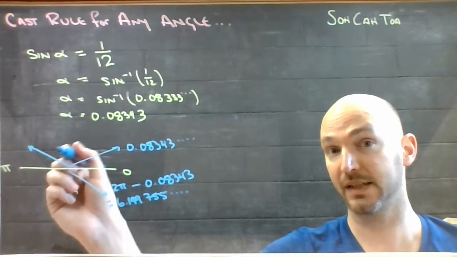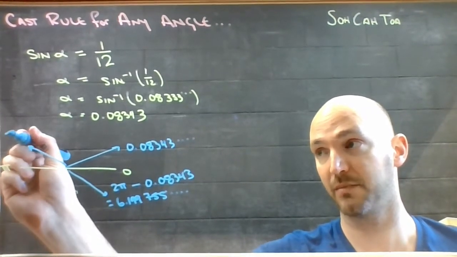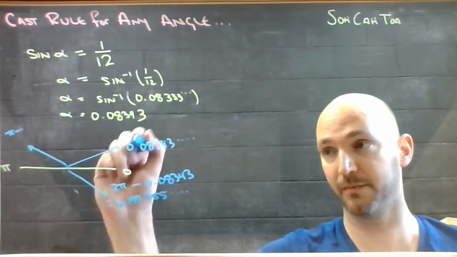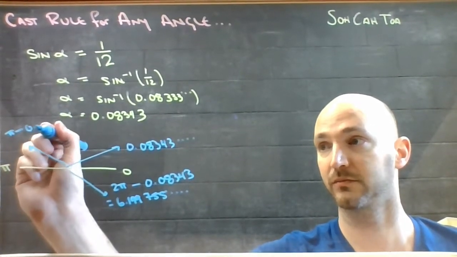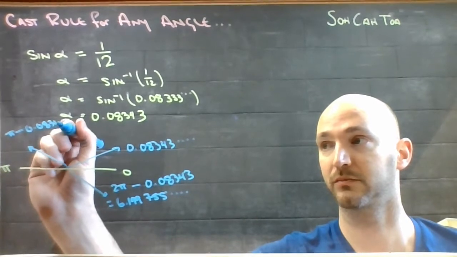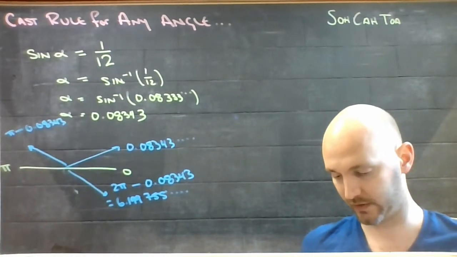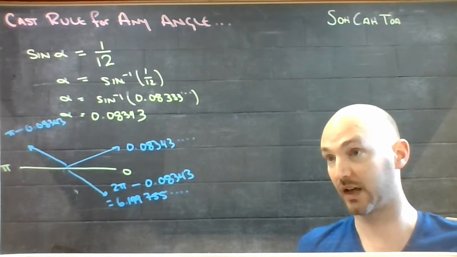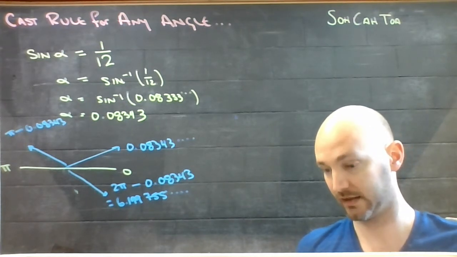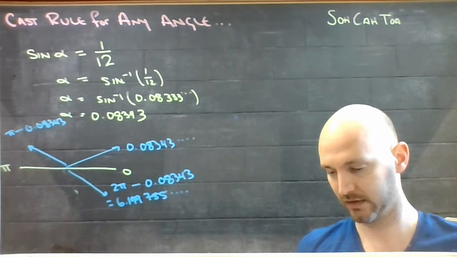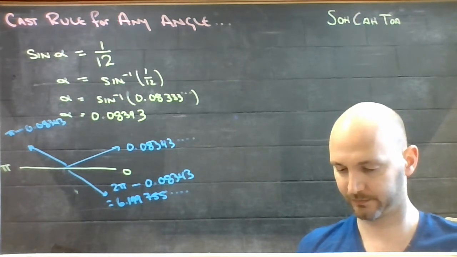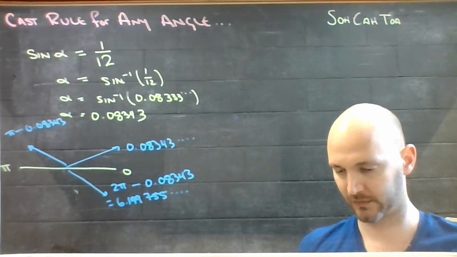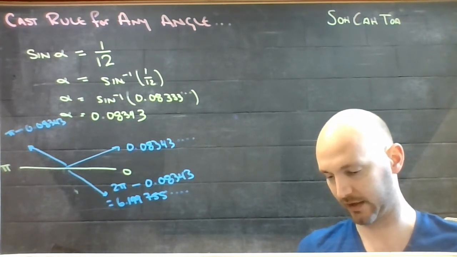To get this family member, I had to go all the way to pi, and I had to back up this far. So if I do that, pi subtract 0.08343, I'm going to need to invest in a better calculator.